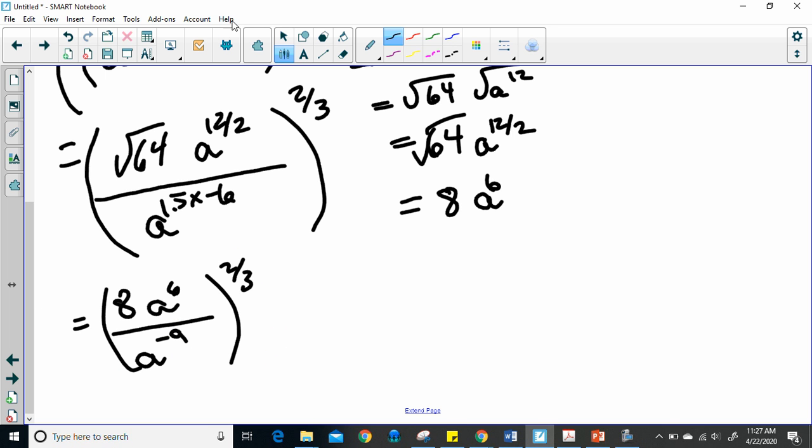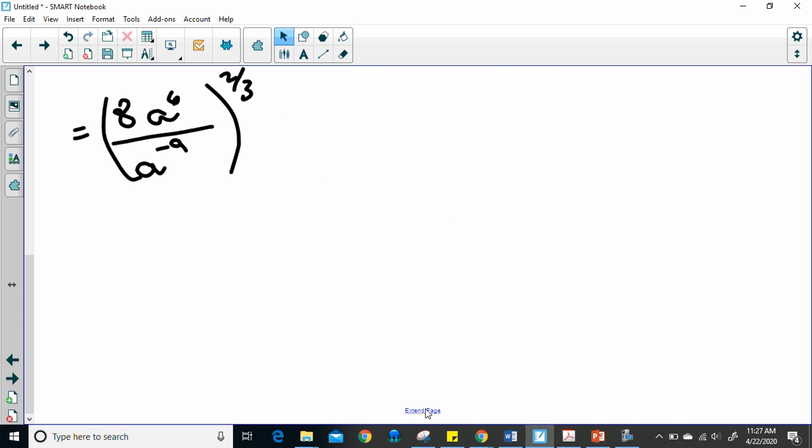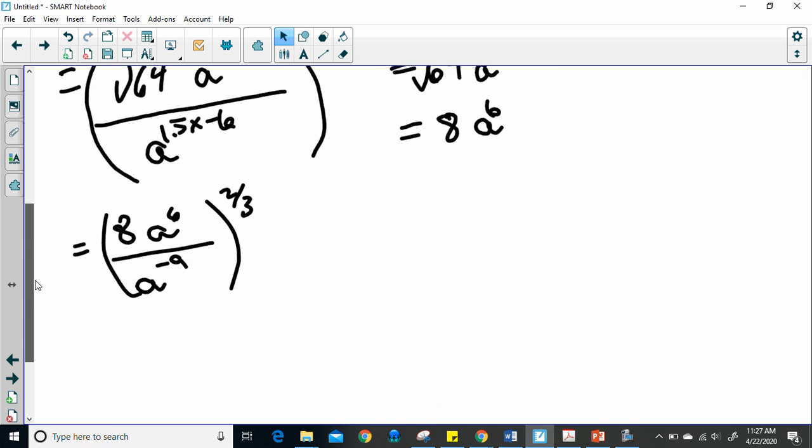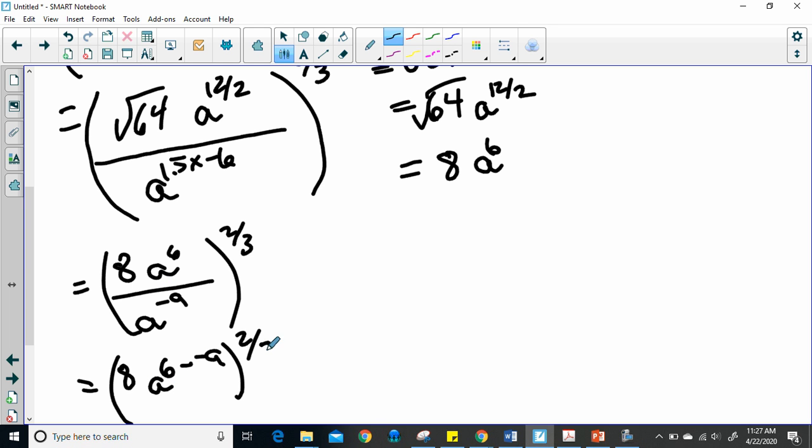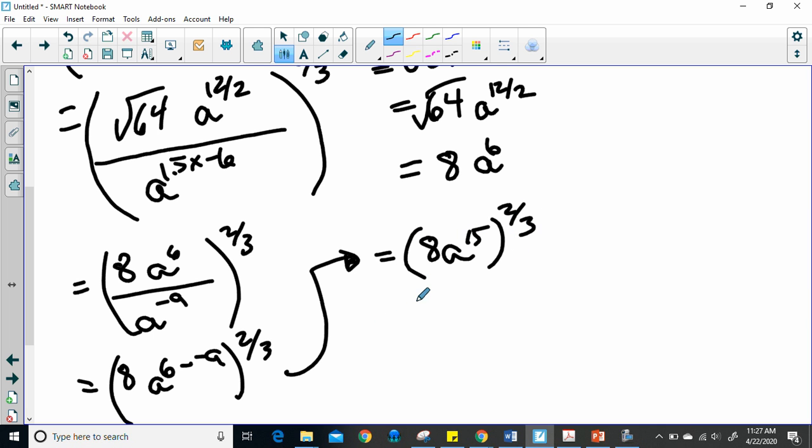Okay. Let's make my page a little bit longer here. This is a long question. So let's see. We've got some a's in here that I can put together before I worry about my outside exponent. So I have 8a to the 6 minus negative 9, all to the 2/3. So that gives me 8a to the 15, all to the exponent 2/3. Oh, now it's looking so much more simple.